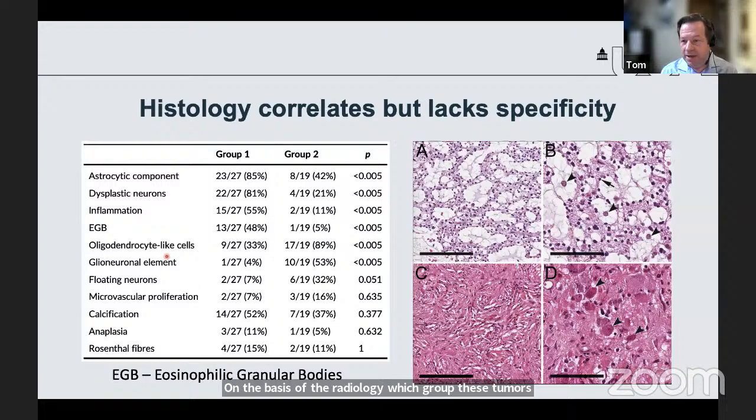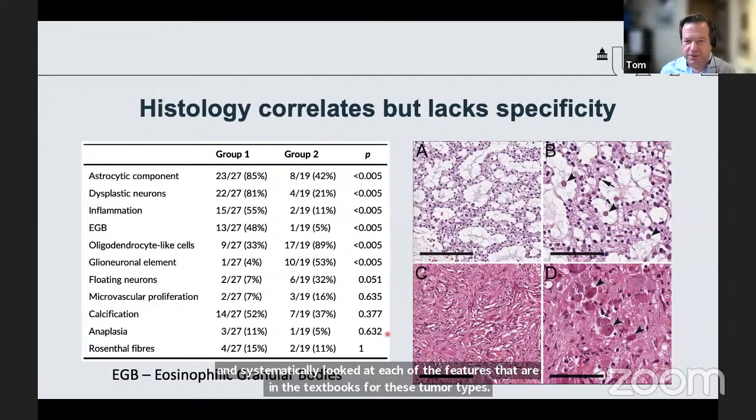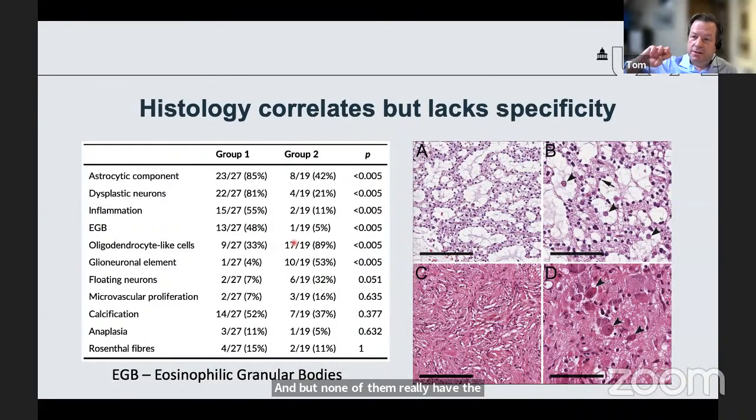Histology is not bad. It's not completely useless. So we went back through and systematically looked at each of the features that are in the textbooks for these tumor types. You can see that quite a lot of these are significantly different. Quite a lot of the things that people quote, interesting things like floating neurons, are not discriminatory. But none of them really have the specificity that would allow you to distinguish the two types on morphology.